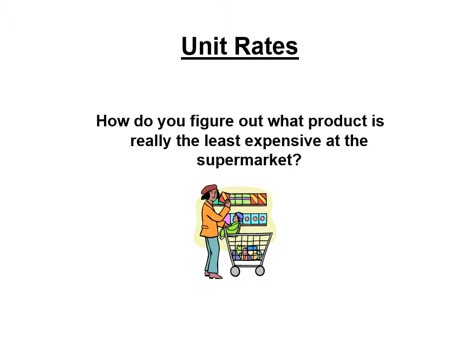So when we're at the supermarket, there are the prices, but on the little labels, usually on the edge of the shelf, are also the rates per ounce or per pound. Those are called the unit rates. And the unit rates is how you compare prices in the supermarket.